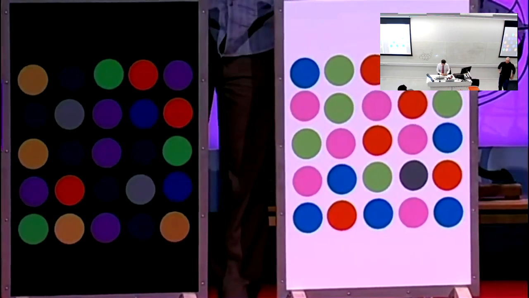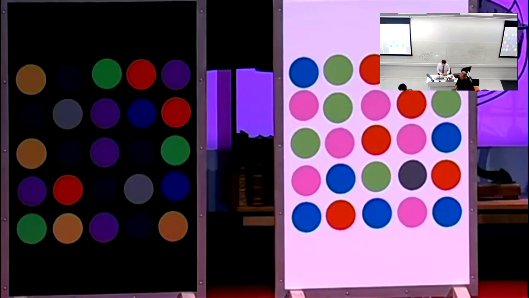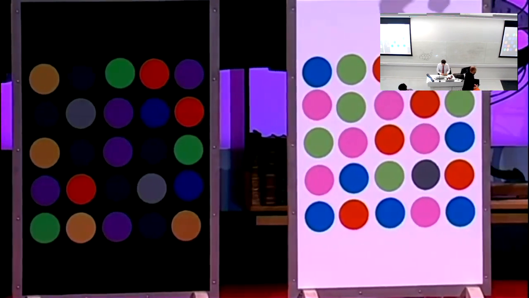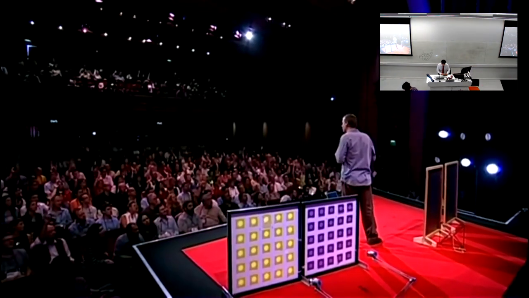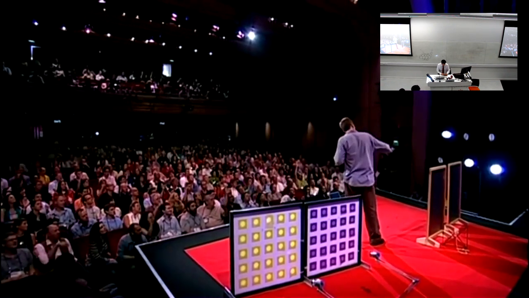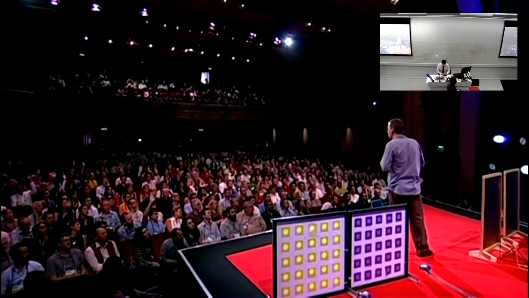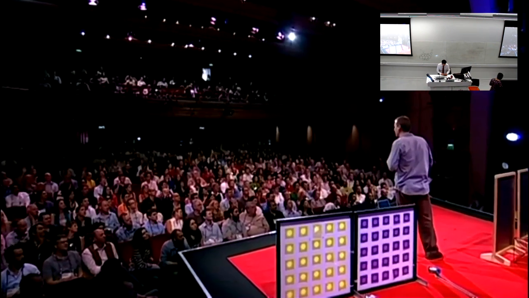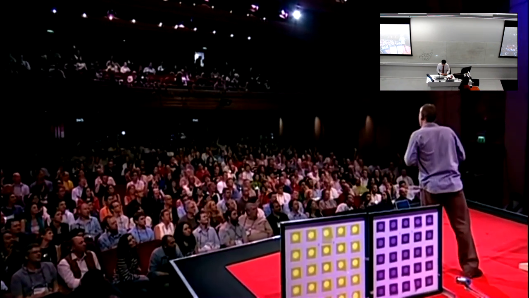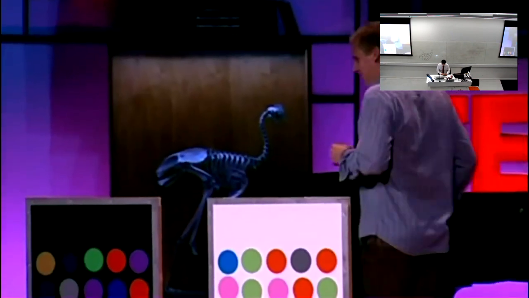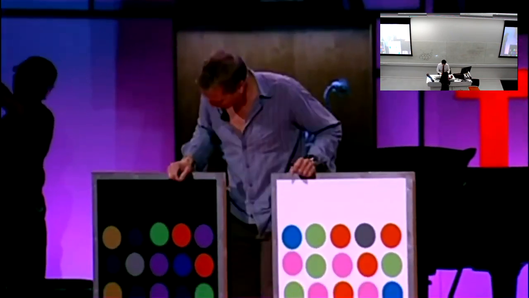So by a show of hands, we'll start with the easiest one. Show of hands, how many people think it's the gray one? Really? Okay. How many people think it's the green one? And how many people think it's the orange one? So, a pretty even split. Let's find out what the reality is.